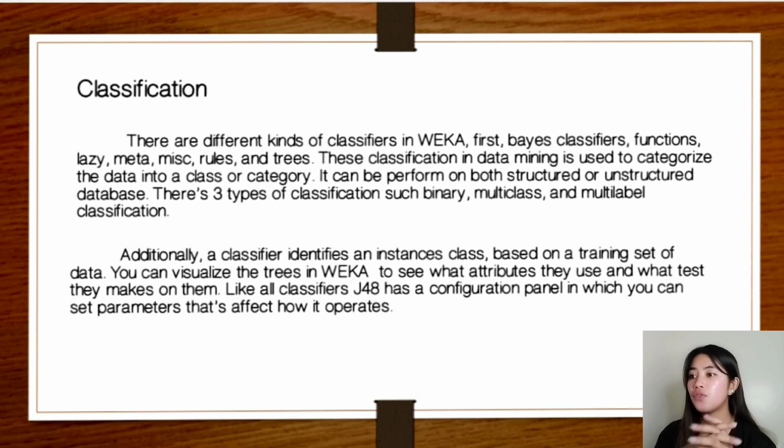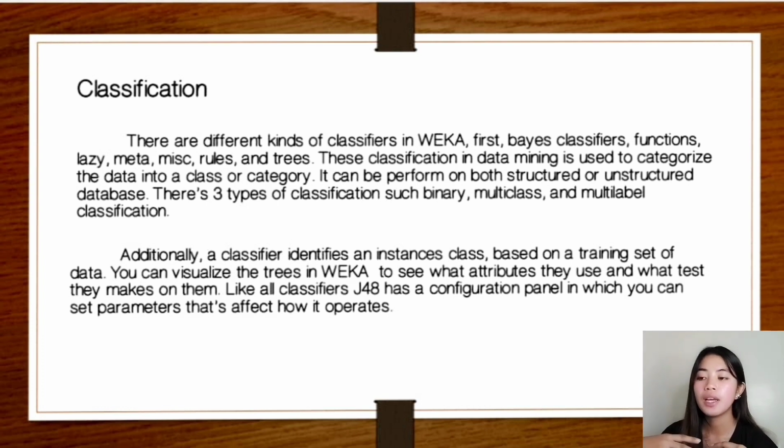The next one is classification. There are different kinds of classifiers in WEKA: bayes, functions, lazy, meta, misc, rules, and trees. Classification in data mining is used to categorize the data into a class or category. It can be performed on both structured or unstructured data. There are three types of classification: binary, multi-class, and multi-label classification. Additionally, a classifier identifies an instance's class based on a training set of data.